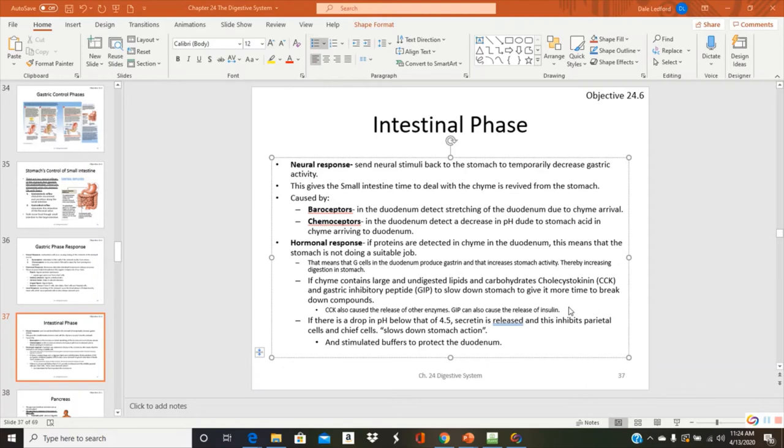It also causes the release of other enzymes out there. Now there's another hormone called GIP, and GIP helps to cause the release of insulin. Now, if it gets below 4.5 in the intestines, they want to be slightly acidic, closer to neutral. They release a hormone called secretin to turn the parietal cells off and the G cells off, and that slows the stomach's actions down.